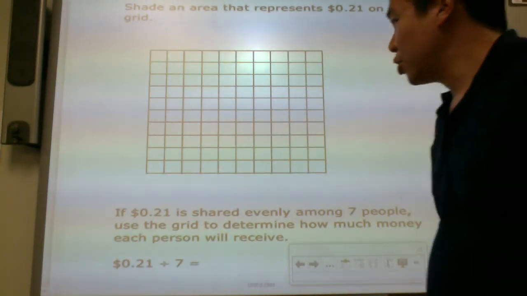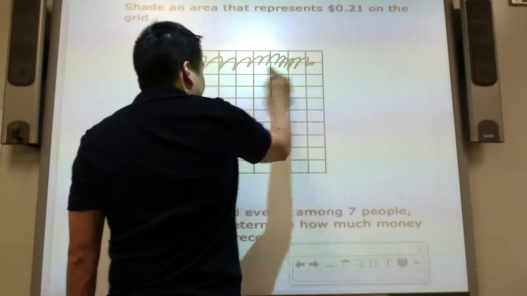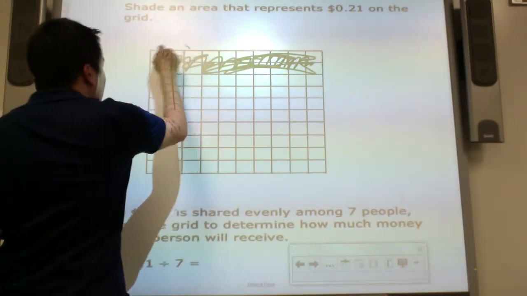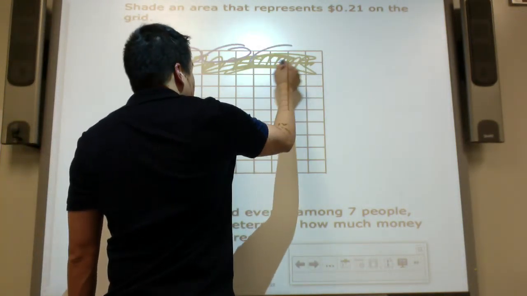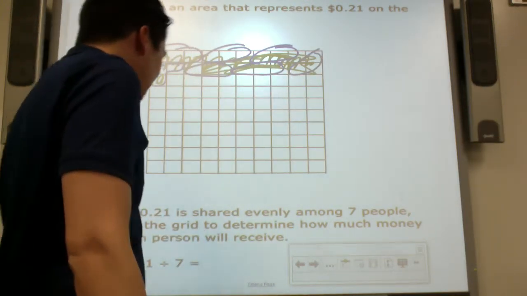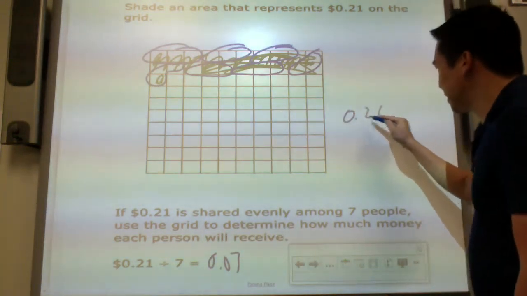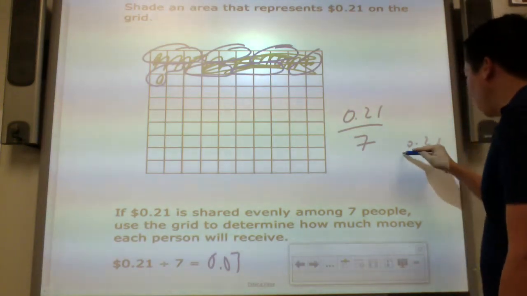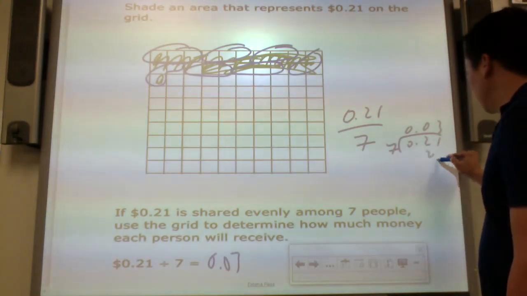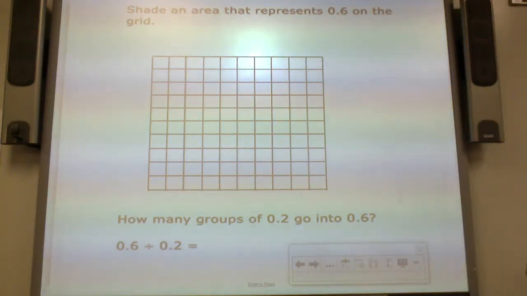Next one, you have 21 cents shared evenly among 7 people. How many cents would each person get? Person 1 gets 3 cents. Person 2 gets 3 cents. Person 3, 3 cents. Person 4, 3 cents. 5, 6, and 7. So each person gets 3 cents. 21 cents divided by 7, or 21 divided into 7 groups, would be 3 cents.